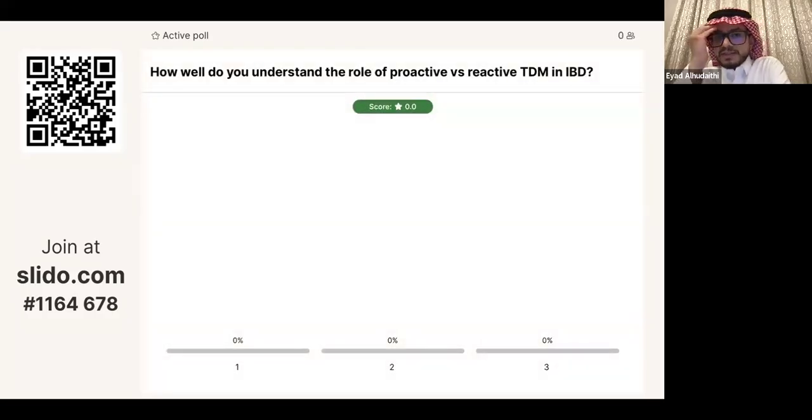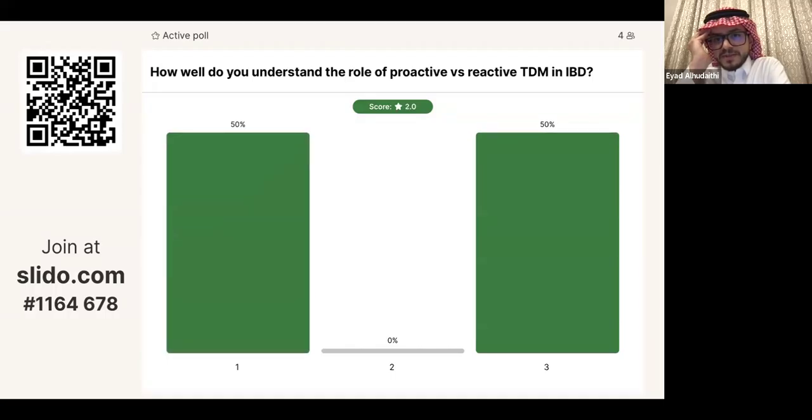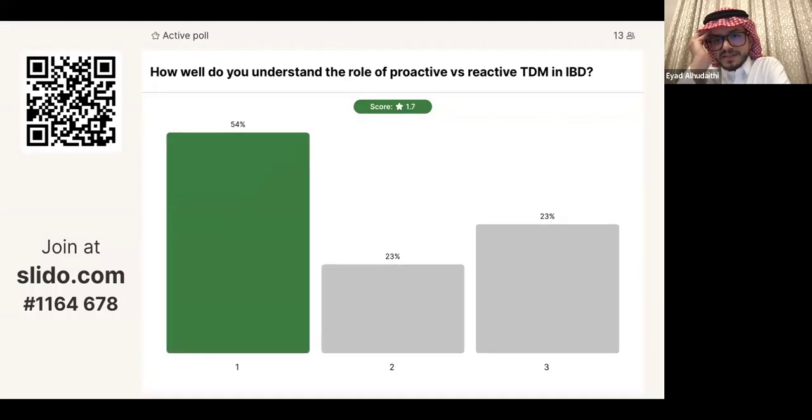How well do you understand the role of proactive and reactive TDM in IBD? Have you ever heard about it? Are you familiar with it? Are you using proactive TDM or reactive TDM? Usually the participant count is 30, so we will wait for 30.